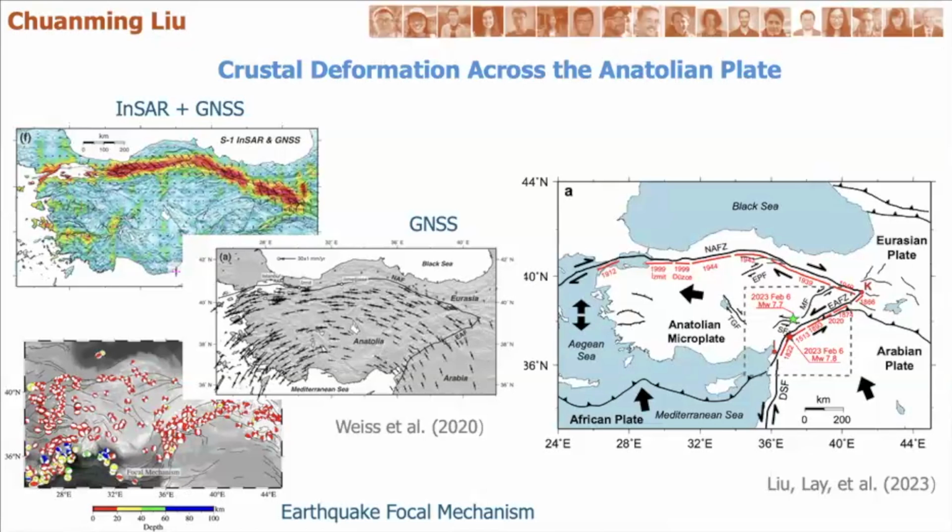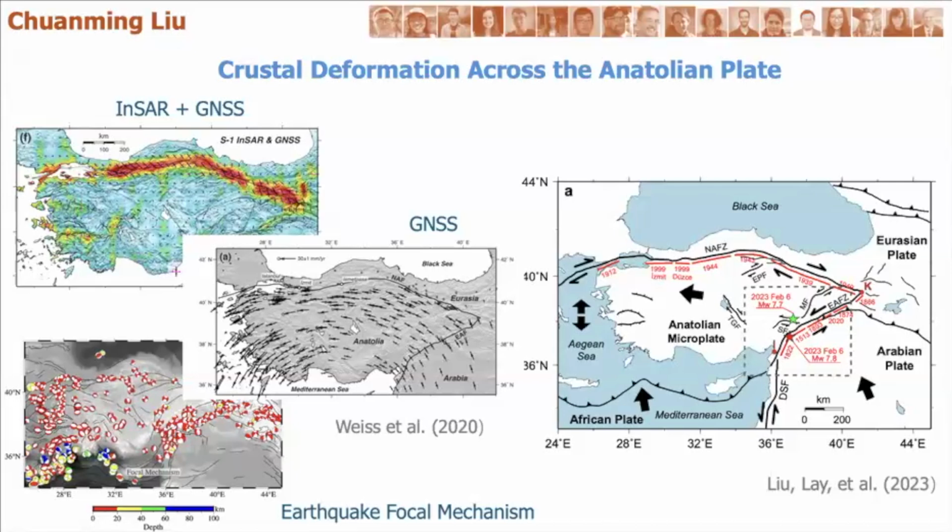and also the collision between the Arabian plate and the Anatolian plate, the whole Anatolian plate experienced transitional deformation in its interior. This transitional deformation is accommodated by two large-scale structural fault zones, the North Anatolian Fault and the East Anatolian Fault. Here we show the historical large earthquakes that happened along these two large-scale structural fault zones.